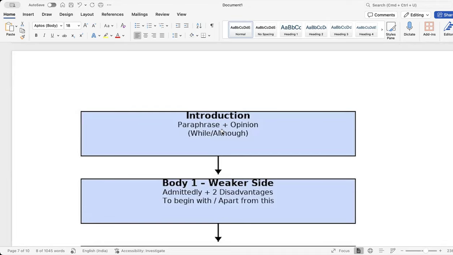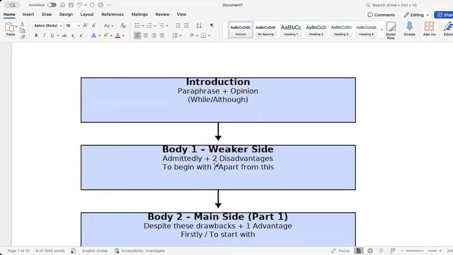After coming to the topic, we are going to do the brainstorming part. That is, we are going to think about our points, whether the advantages are more or disadvantages are more. After making an opinion, we are going to write our opinion in the introduction's second sentence using while and although. So you're going to write two sentences in the introduction. The first sentence is the topic, which you're paraphrasing and repeating. And the second sentence is your own opinion using while and although.